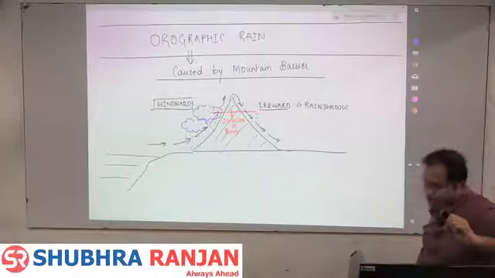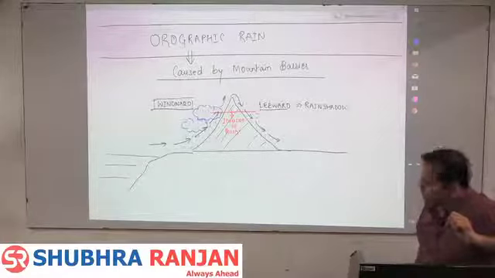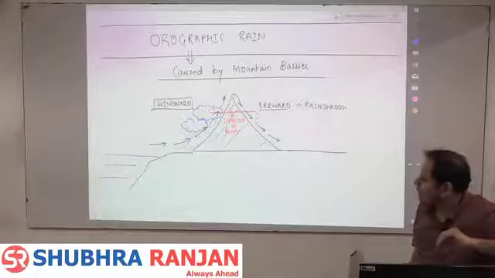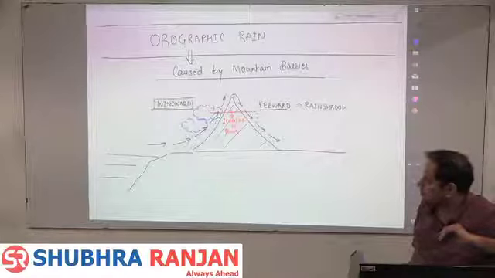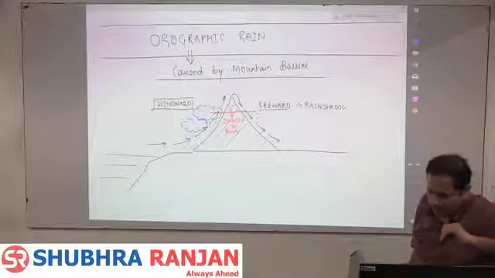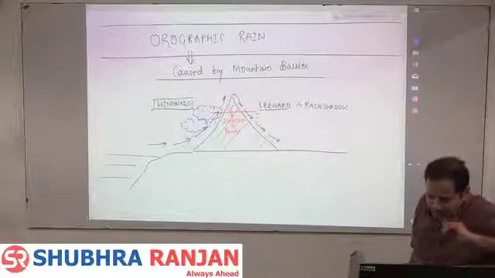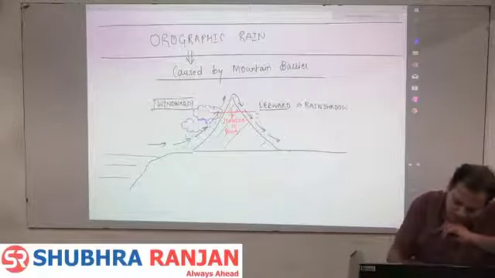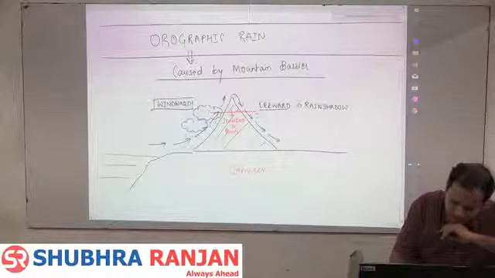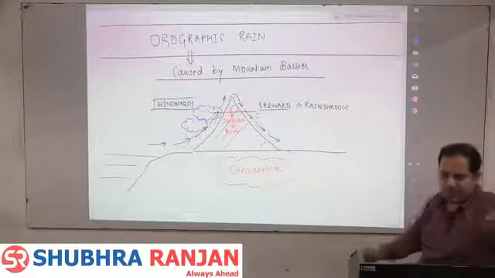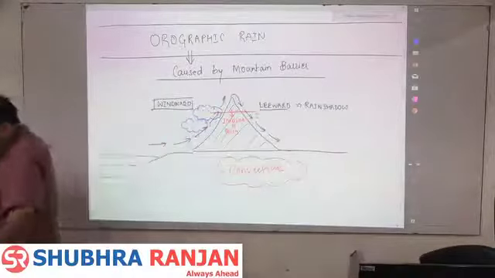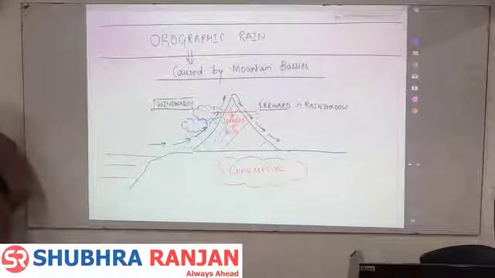Next. Many times orographic rainfall is not just due to the mountains alone, but also due to associated convective mechanism. That was his doubt, associated convective mechanism during the daytime.